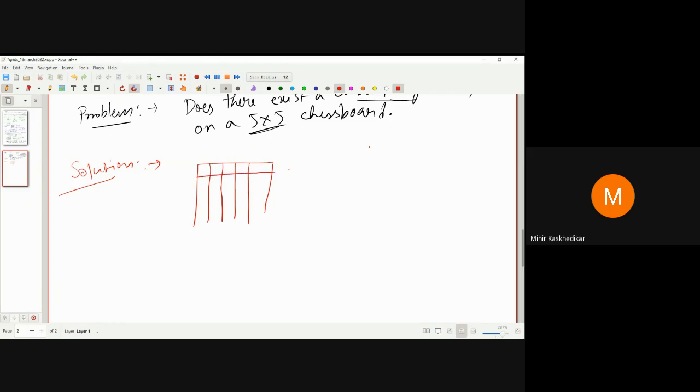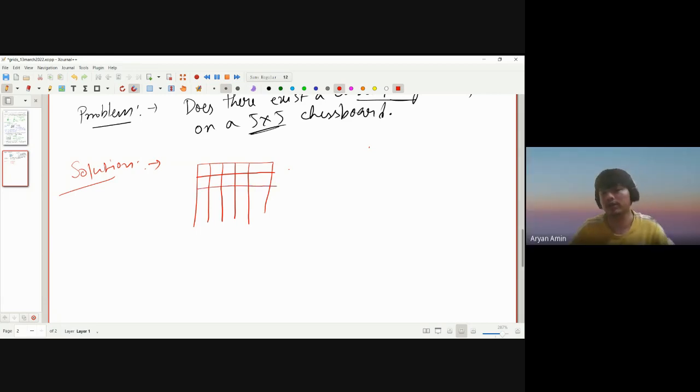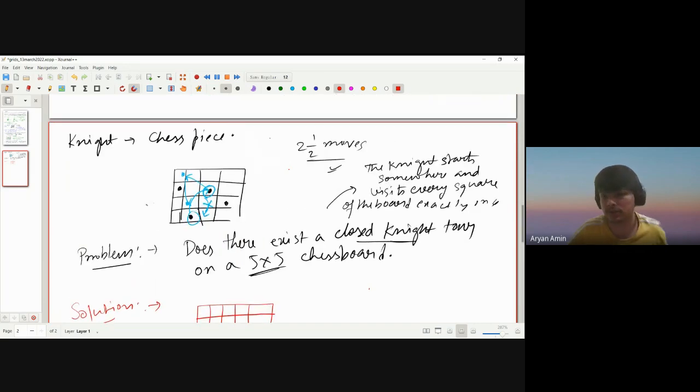What I mean is, we are covering 25 distinct squares, right? Starting from some square, and then arriving at some point, you are supposed to be able to go back to the initial square from the final.